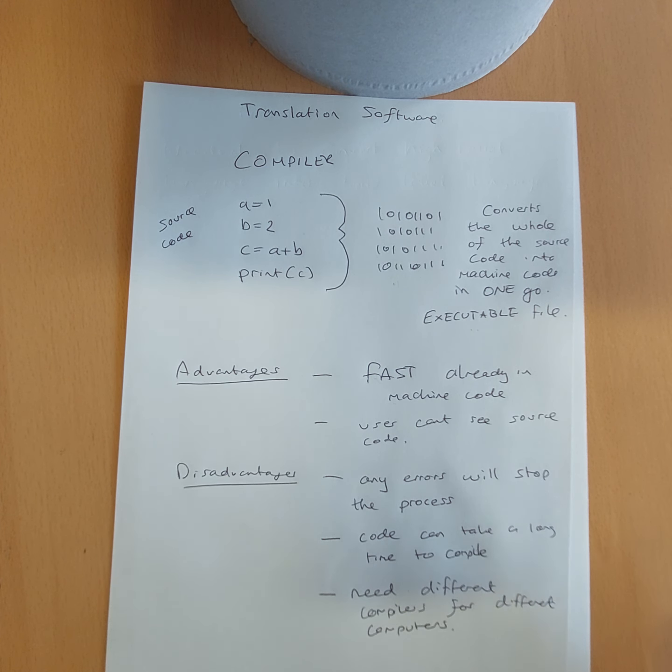There's one more video. There's one more type of translator which is called an assembler, and that's the third. So there are three: interpreter, compiler, assembler, and I'll talk about assemblers in the next video.